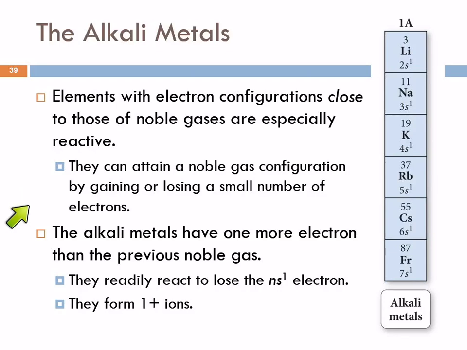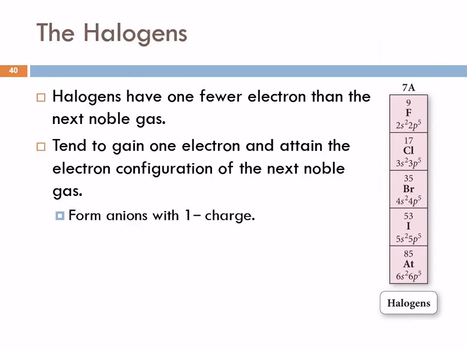So they can obtain that noble gas electron configuration by losing a small number of electrons. I'm not sure why gaining is in there. It shouldn't be in there. Other things do that. Well, I think it was this statement here. This is meant to be more general. Elements that are close in electron configuration to the noble gases. This is one example. We'll see the halogens are another example. The alkali metals, though, lose an electron. When they do that, they have the same electron structure as the noble gases. On the other side of the noble gases are the halogens.